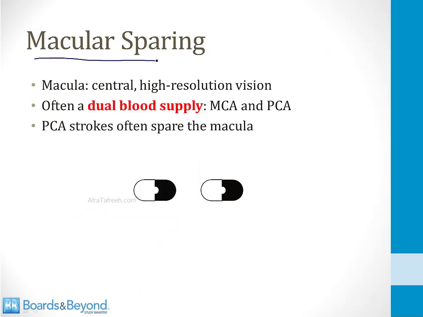Macular sparing is a phenomenon that is often seen in homonymous hemianopsia. The macula is the central high-resolution vision portion of our retina. I talk about the macula in detail in the video on the retina. The macula often has a dual blood supply from both the MCA and the PCA. What this means is that PCA strokes often spare the macula, and they result in homonymous hemianopsia like I've shown on the screen, where the central visual field remains intact.